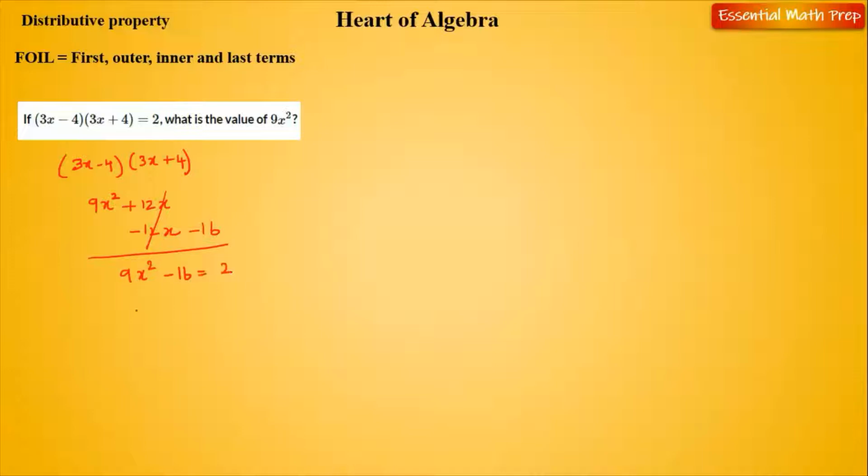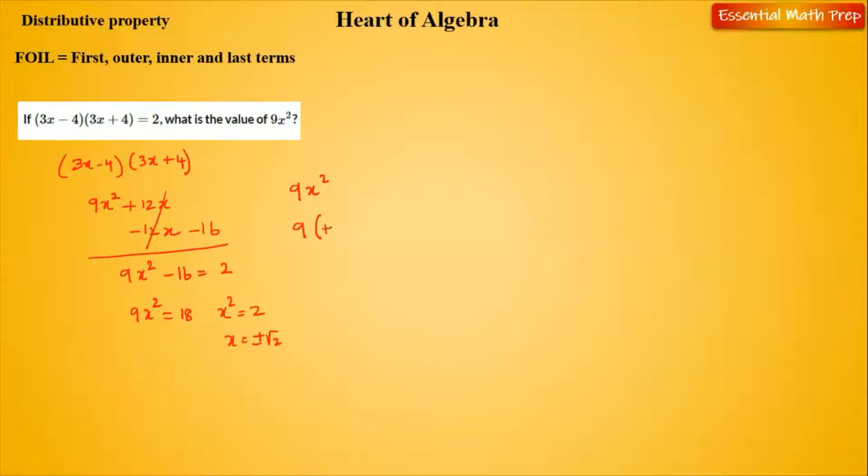That's equal to 2. 9x squared equals, if you add 16 on both sides, it becomes 18. X squared is 2, right? X is plus or minus root 2. Now, x can be a positive or negative number. It totally doesn't matter because we're asked to find 9x squared. Whether it's positive or negative, when you square it, it becomes positive.